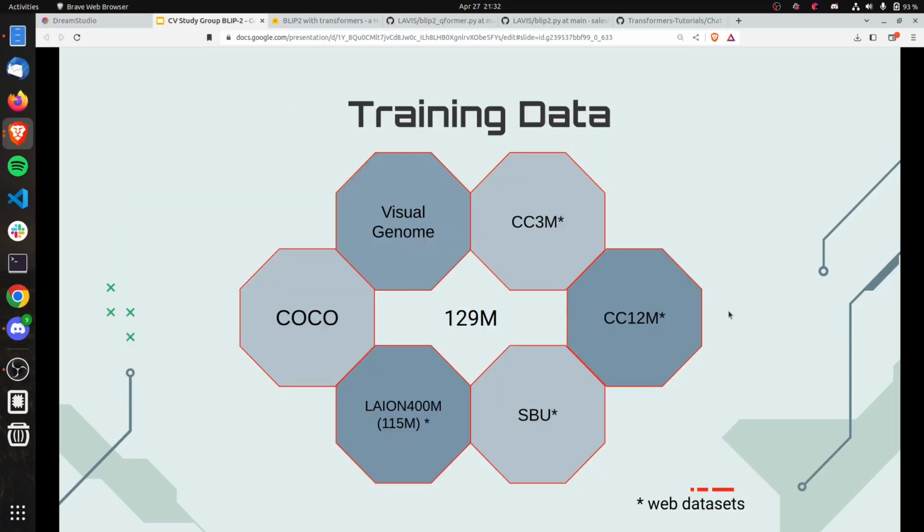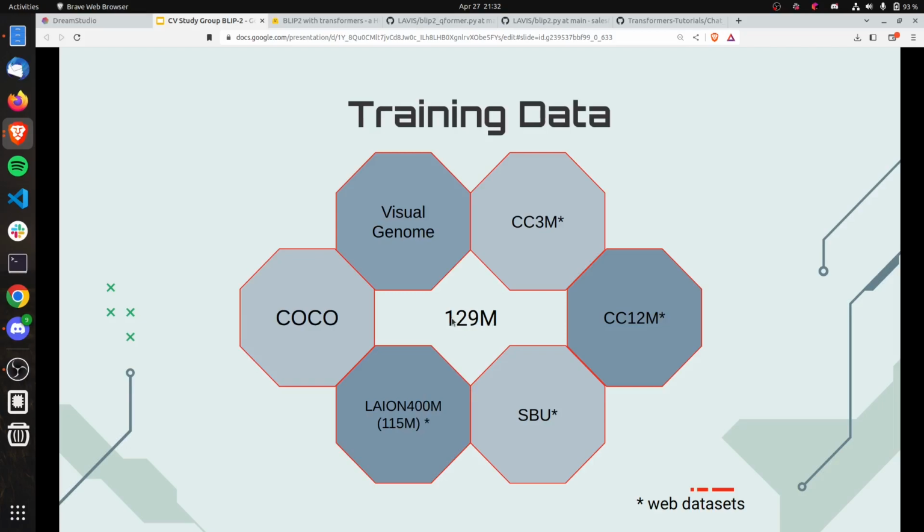So let's have a look at the data they're actually using. Right, so they're using these 6 datasets, and the interesting part is it's exactly the same data they already used for the first BLIP paper. It's a COCO dataset, a Visual Genome dataset, CC3M, CC12M, SBU, and LAION 400M, right? Where they just use 150 million from these 400 million samples.